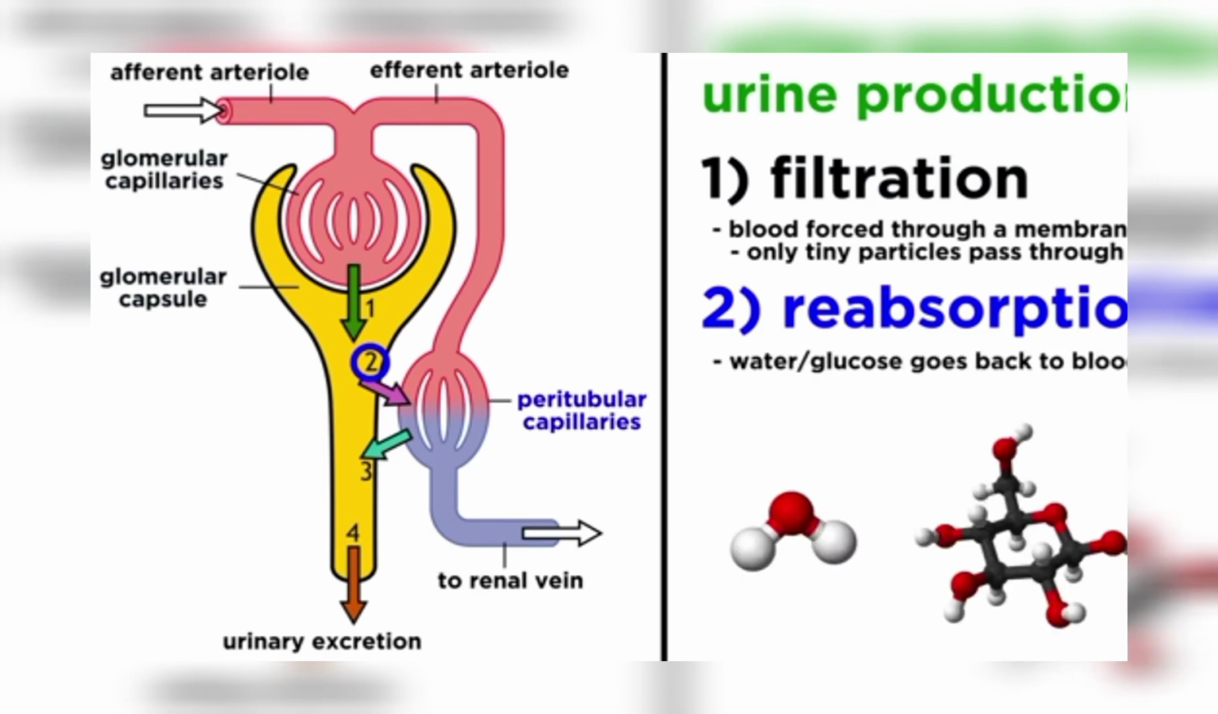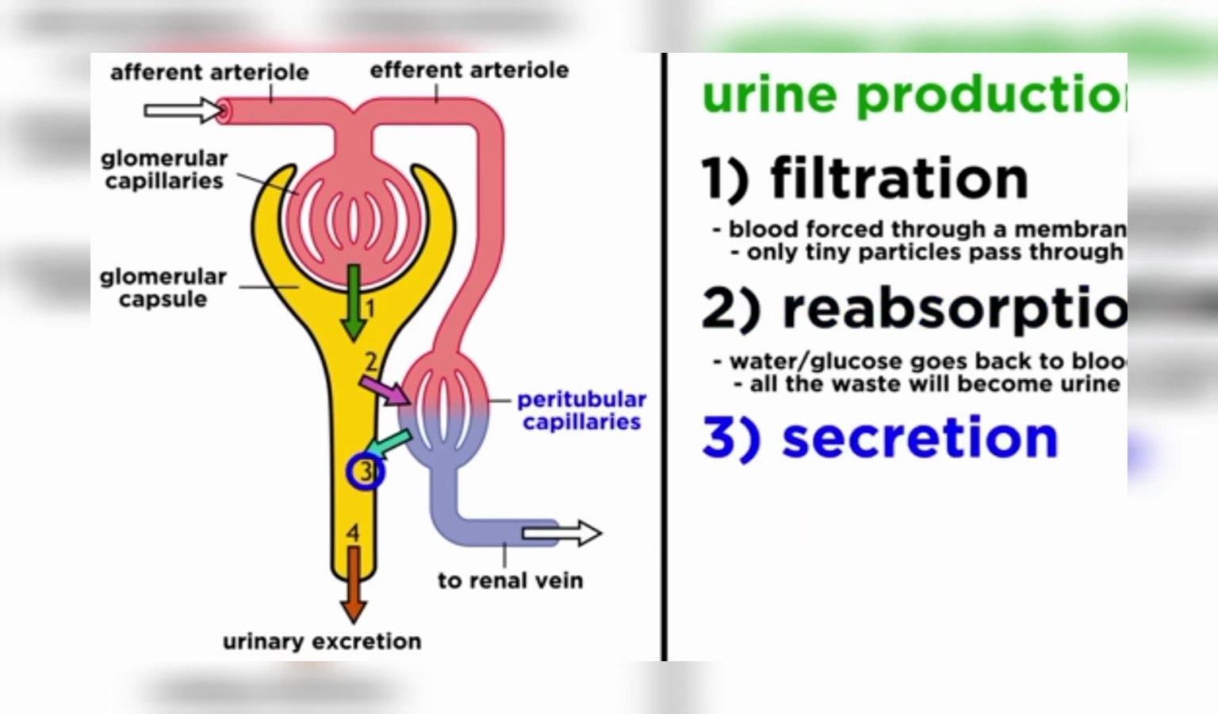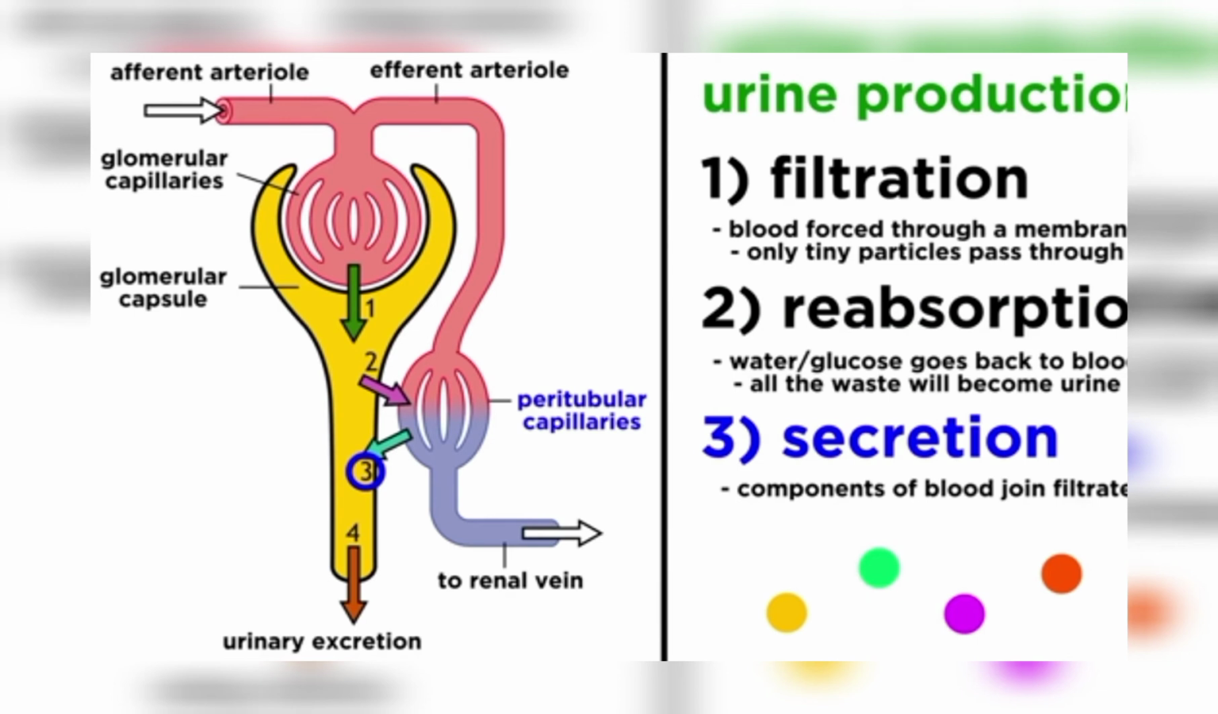Here, most of the filtrate makes it back into the blood, like glucose, amino acids, and most of the water. Whatever doesn't get back in will become urine. The third step is tubular secretion. This is the opposite of tubular reabsorption in that some substances from blood make their way to the filtrate, like drugs and metabolites bound to proteins, excess potassium, and more. So urine will be a combination of substances that were filtered and substances that were secreted.